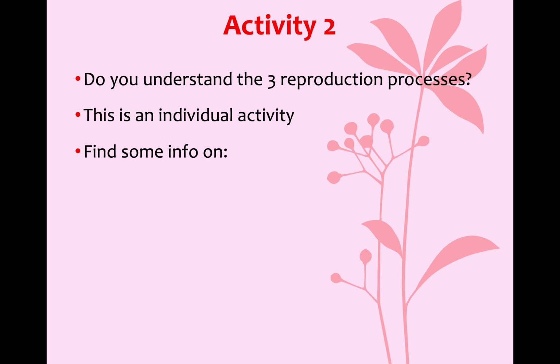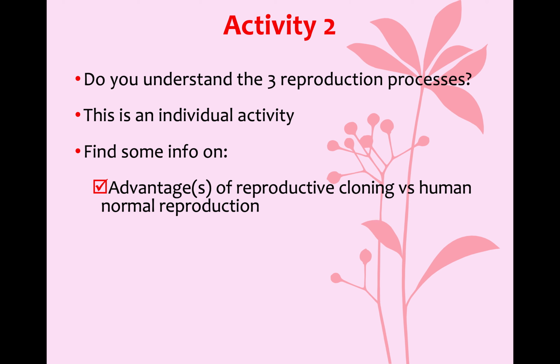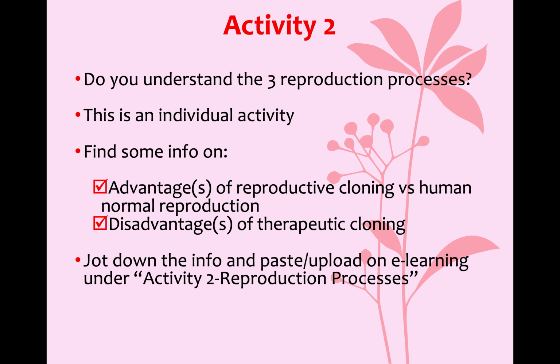Right. Find some information on, first, the advantage or advantages of reproductive cloning versus normal human reproduction. Secondly, find some disadvantage or disadvantages of therapeutic cloning. We know that therapeutic cloning has lots of advantages, so what about the disadvantages? Jot down the information, only these two, and you can paste or upload it on e-learning under activity 2, reproduction process, which is directly under this video, in the link. Do that, and then later proceed to video number 3.